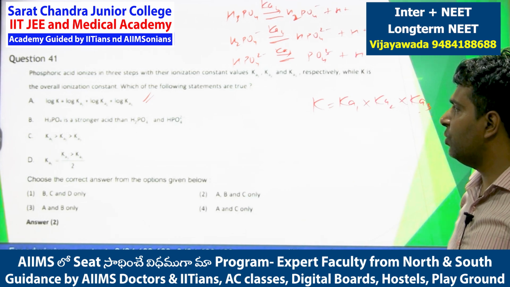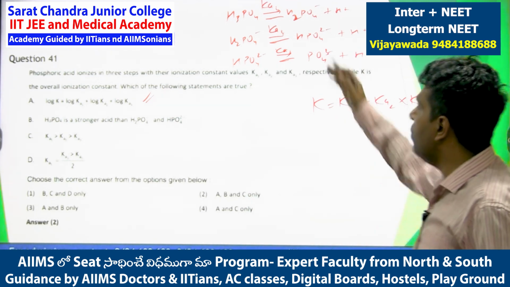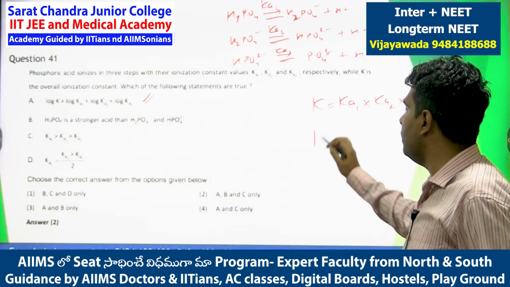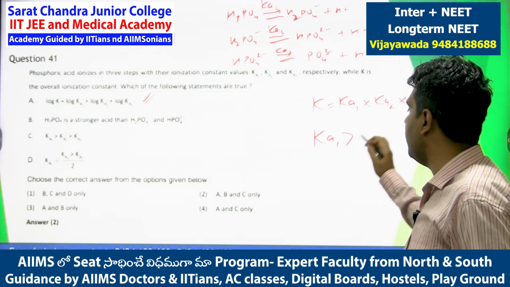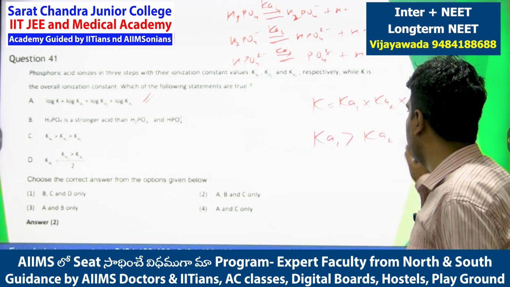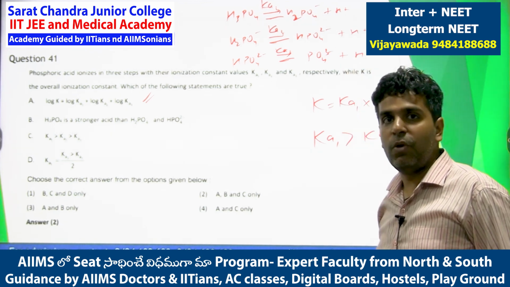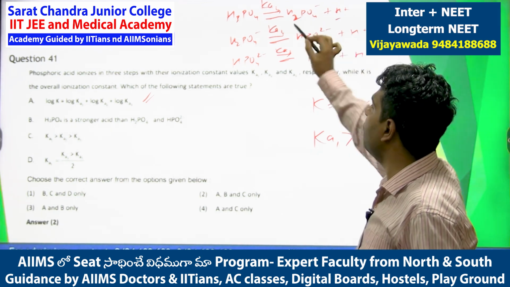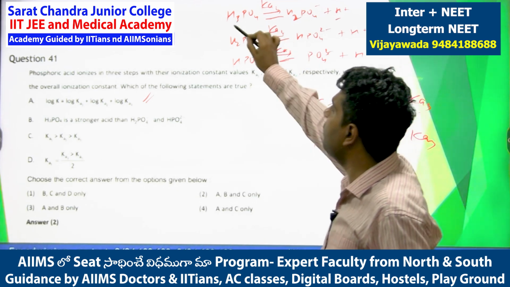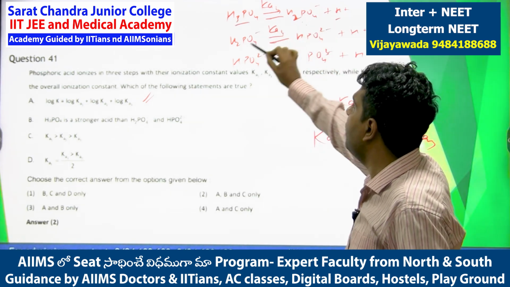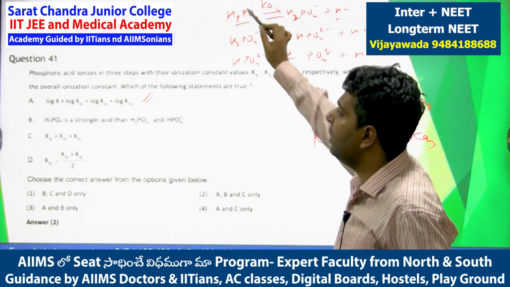Then H3PO4 is a stronger acid. We know that as further dissociation occurs, the dissociation constant value decreases. So Ka1 for any acid is always greater than Ka2, which is always greater than Ka3. So the first dissociation will be more, giving more H+ ion from the first dissociation. So you can say this is a stronger acid than this. This is the conjugate base of this, and this will be a weaker acid than this.